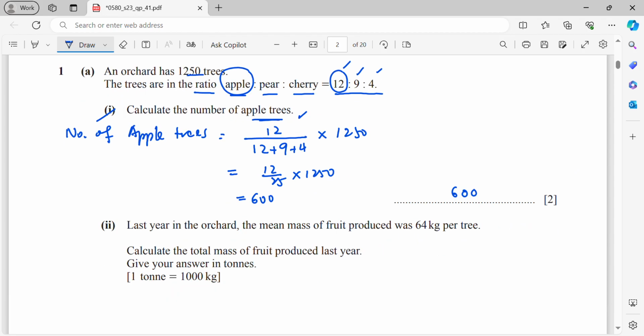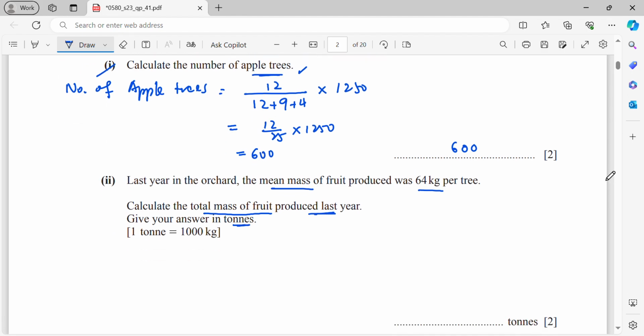Now for part 2. Last year in the orchard, the mean mass of fruit produced was 64 kg per tree. Calculate the total mass of fruit produced last year. Give your answer in tons. So 1 ton equals 1,000 kg. Okay, so now we know that the mean is equal to total mass over number of trees.